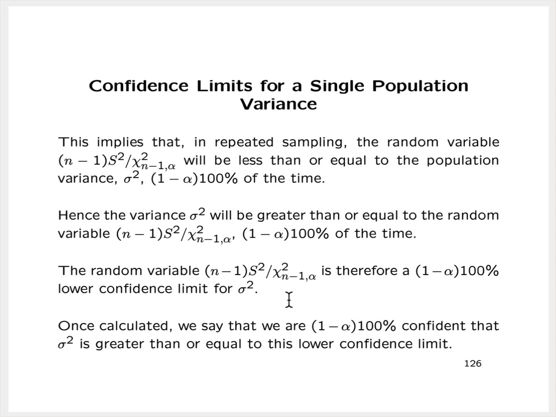Now, once we have our sample and have calculated the sample variance, and then from that calculated this lower confidence limit, the way we interpret this and what we say is that we are 1 minus alpha times 100% confident that the population variance is greater than or equal to that lower confidence limit.